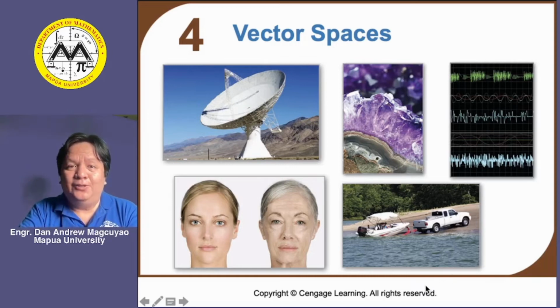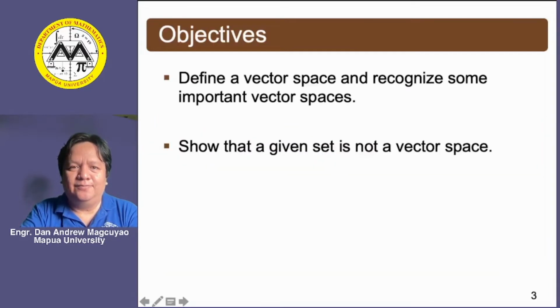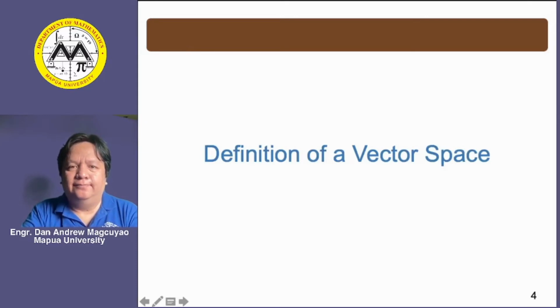Good day everyone. Today, we're going to continue our discussion about vector spaces. We are going to define vector space and recognize some important vector spaces, and show that a given set is not a vector space. What is a vector space?